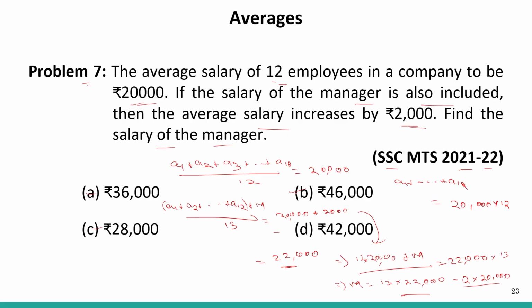So 46,000 is the only correct answer. These are all wrong answers. This question has been asked in the SSC MTS 2021-2022 paper.